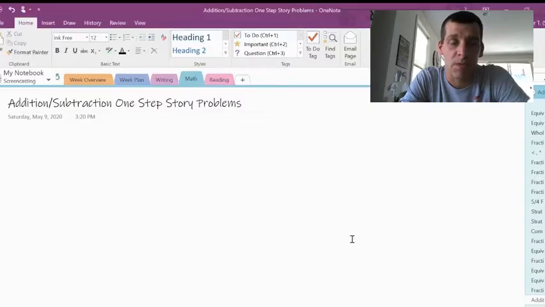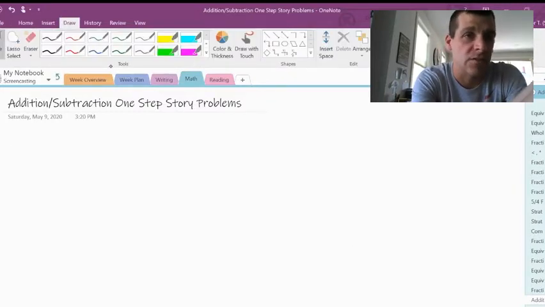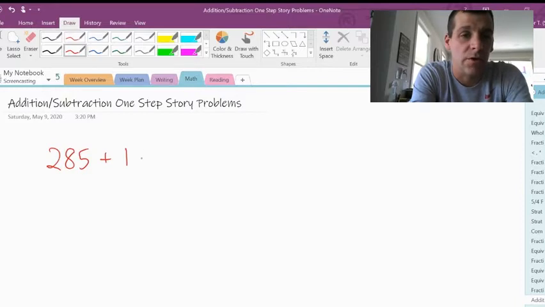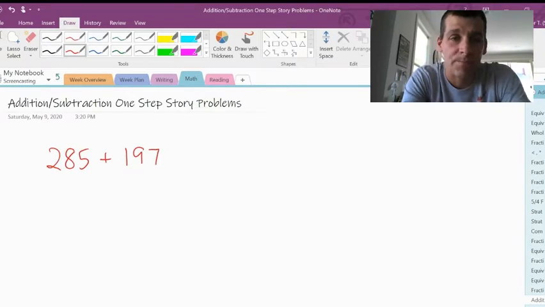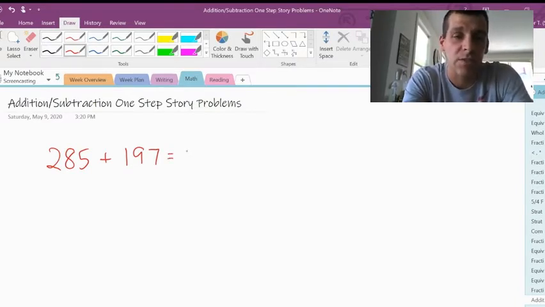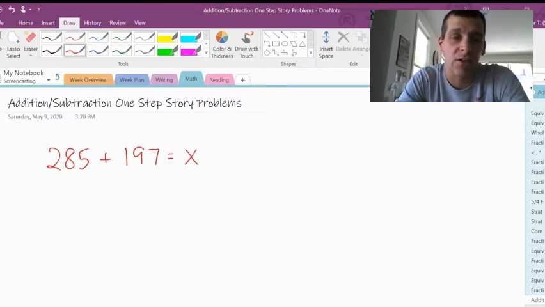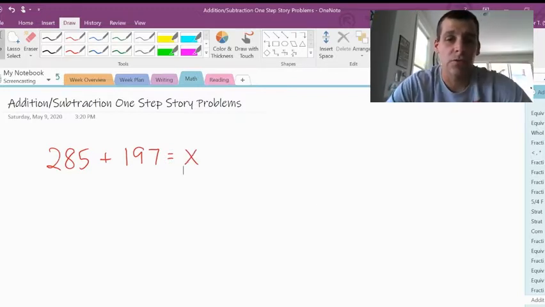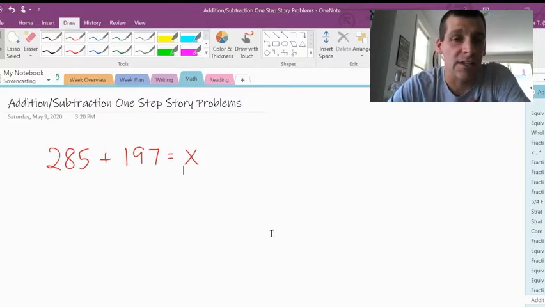One-step story problems. In particular, we're going to go first from an equation, like, for example, 285 plus 197, to what is that story problem? One thing I want to call out is that in our story problem, we're going to be using something called a variable, and that is this letter at the very end, and that stands for the thing that we're looking for.